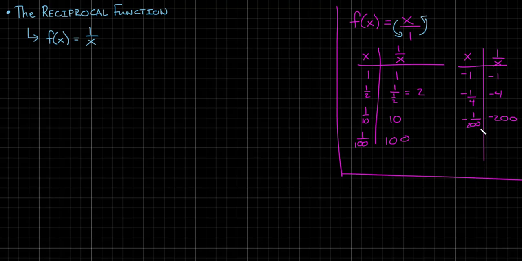So we still see the same thing. X is getting bigger. It's weird because they don't really look like they're getting bigger, but they're closer to 0. They're getting bigger, and these are getting smaller. So we see the same relationship happen.